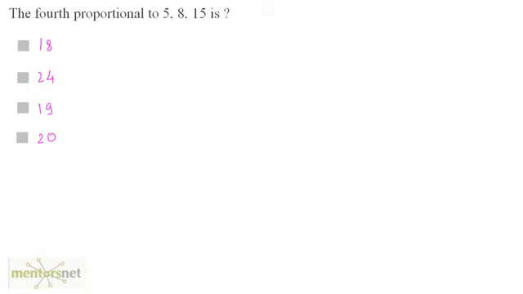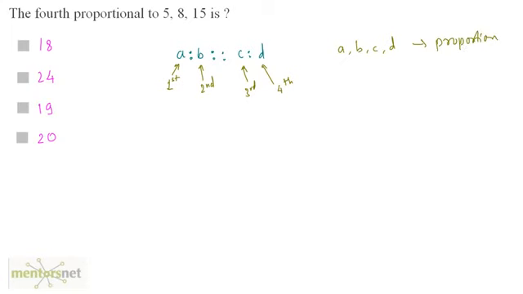The fourth proportional to 5, 8, 15 is? Well, if you have a proportion like this, if you have two ratios, A is to B proportionate to some other ratio C is to D, then A is the first proportional, B is the second proportional, C is the third, and D is the fourth proportional, right? And these numbers A, B, C and D are in proportion. Now use this analogy to solve this question.